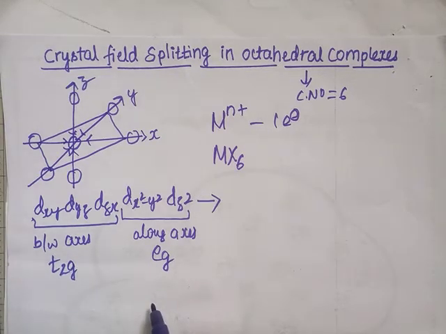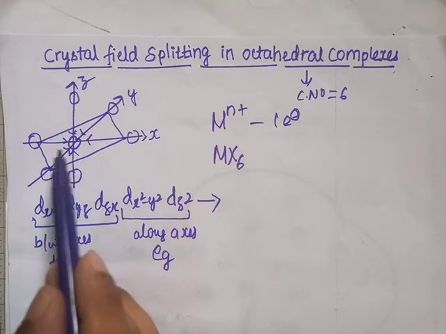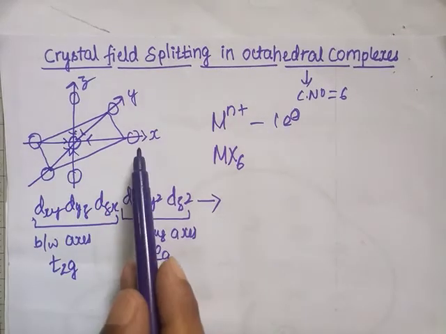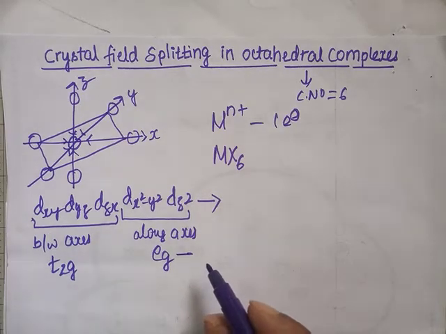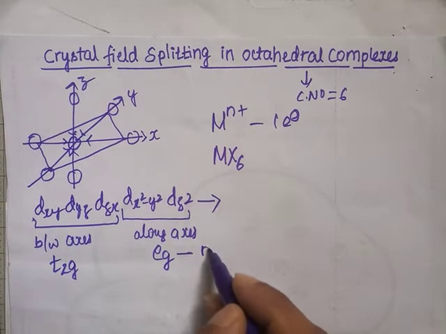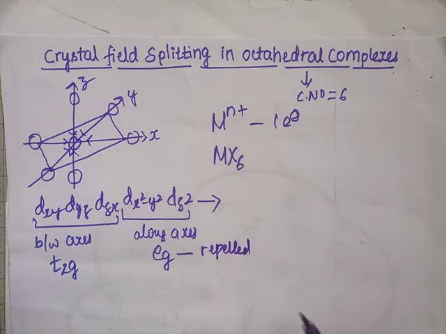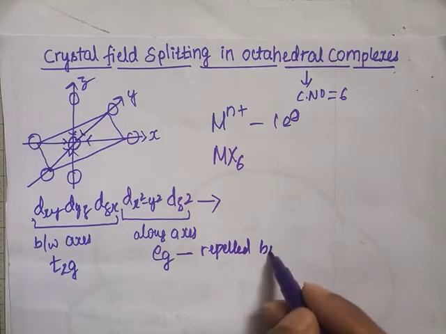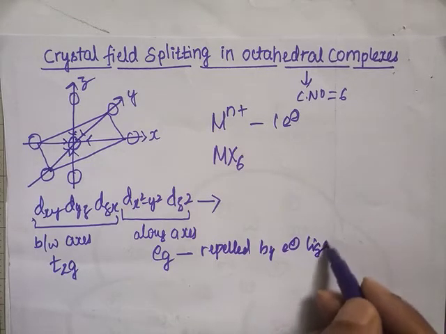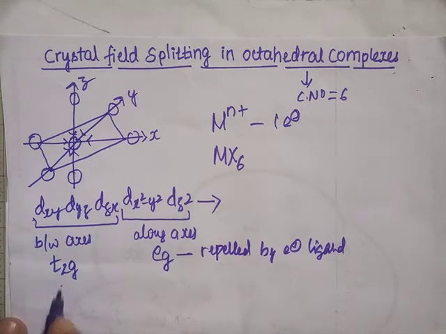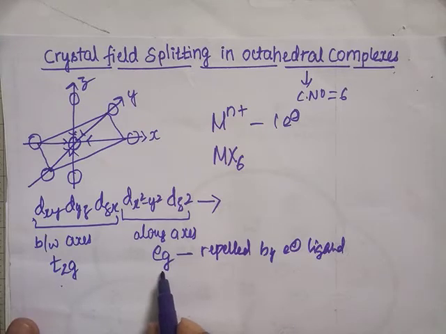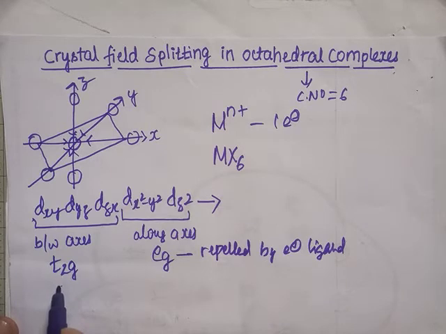If the 6 ligands approach this central metal ion along the x, y and z axes, the electron, if present in Eg, is repelled by the electrons of the ligand more than if it is present in the t2g orbitals. So the energy of the Eg orbitals increases relative to the energy of the t2g orbitals.